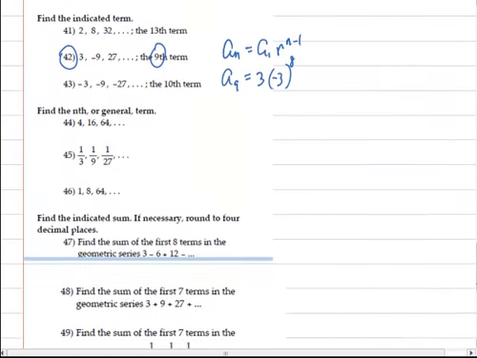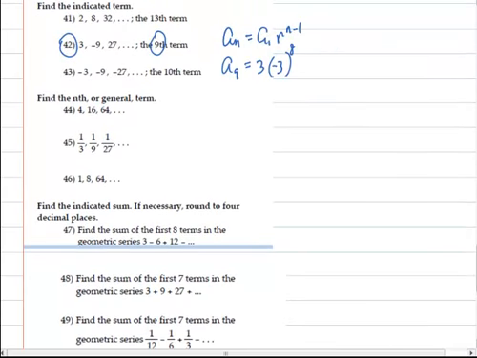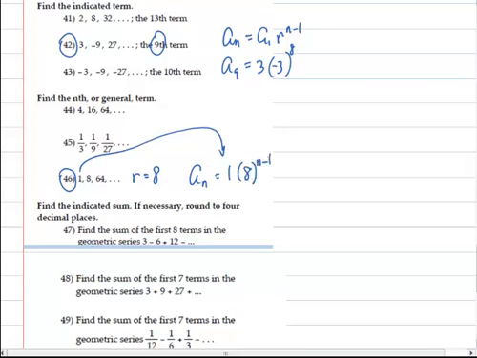So now moving along, find the nth or general term. Right here you can see that the ratio is equal to 8, so you can write just a sub n. The general term equation is equal to 1, for the first number in the series, times the 8 raised to the n minus 1 power.